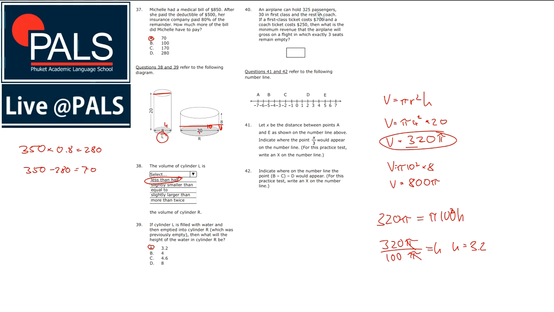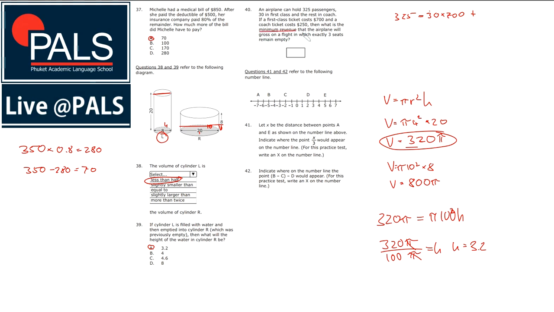An airplane can hold 325 passengers, 30 in first class, and the rest in coach. If the first class tickets cost $700 and a coach ticket costs $150, then what is the minimum revenue that the airplane will gross on a flight in which exactly 3 seats remain empty?